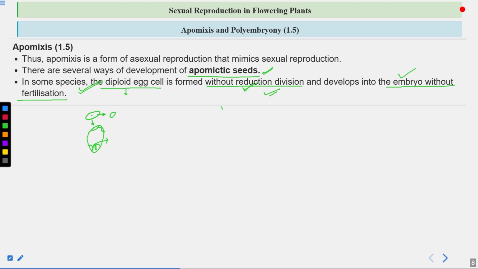Only karyokinesis, no cytokinesis is there. But what is the ploidy of all these cells here? All are diploid, and the egg is also diploid. So without getting fertilized, this egg forms the embryo and seed formation takes place. So this is one of the ways.